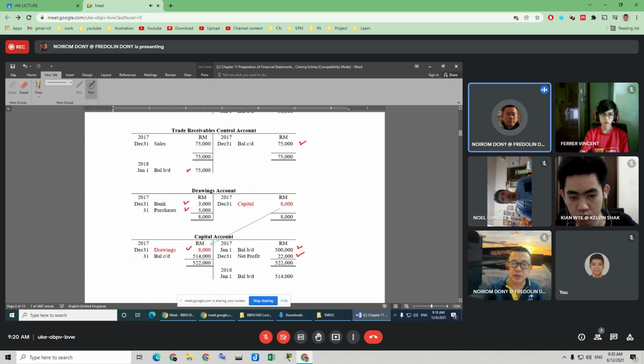So we have closing balance. Okay, first of all, put the value. Okay, the value is credit total 522. Use that value as a total for debit side as well. And then 522 minus 8,000. So this is your credit closing balance of your capital account. And you have to show this in your statement of financial position.